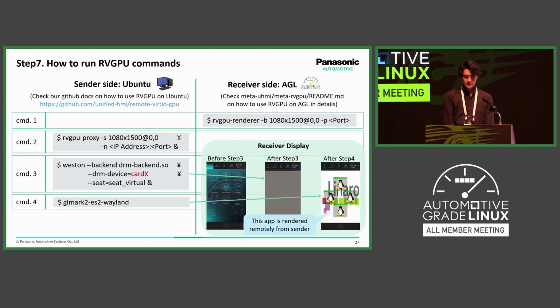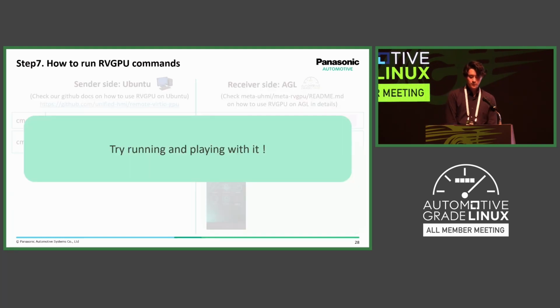Here, you can see that the GLmark2 application, which is not installed in AGL by default, is rendered in the receiver display. While the application graphic is rendered, the application is still running on the sender side. This concludes the introduction of how to use RBGPU on AGL. So if you are interested in Unified HMI, please try running and playing with it.